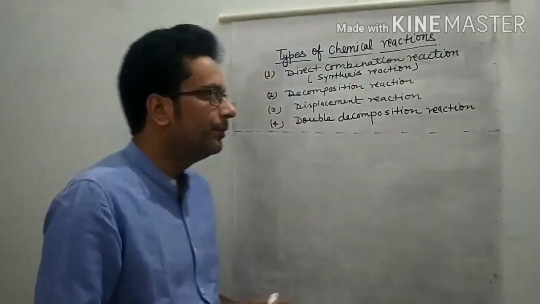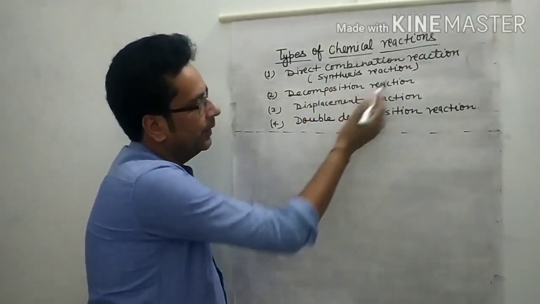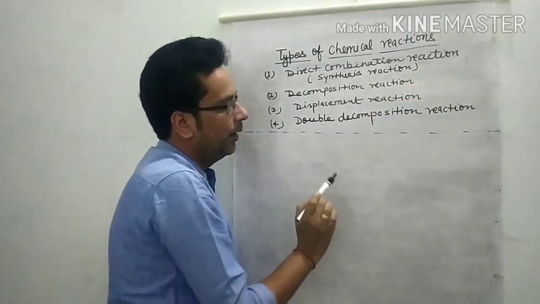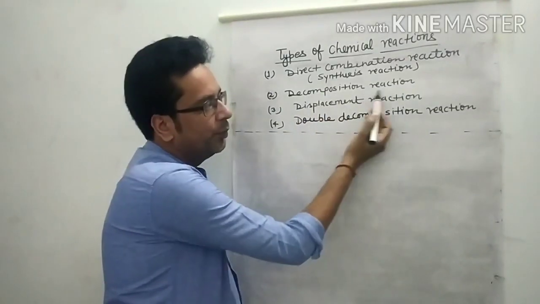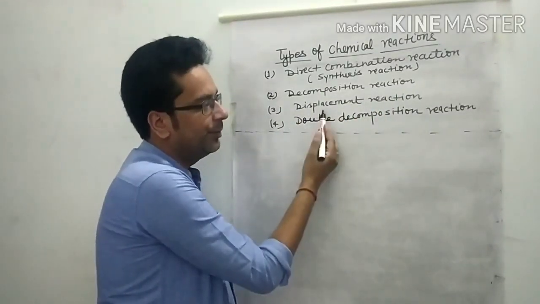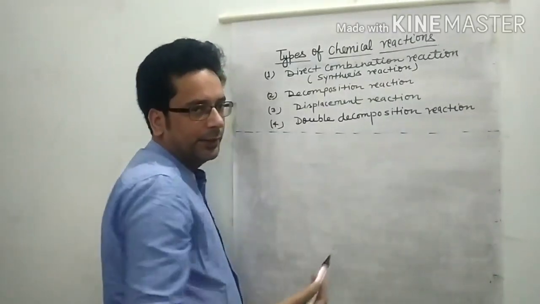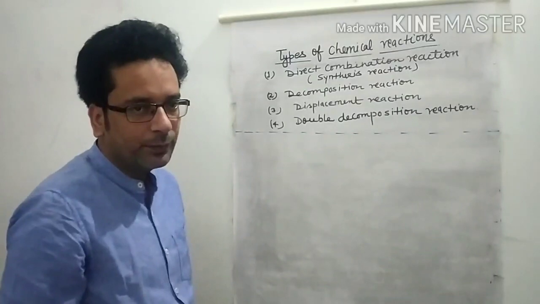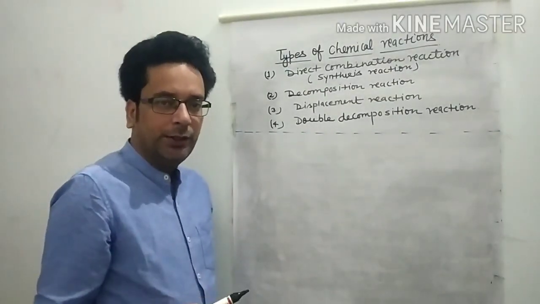Now look here. First one, direct combination reaction or synthesis reaction. Second one, decomposition reaction. Third one, displacement reaction. And fourth one, double decomposition reaction. So these are the 4 types of chemical reaction, in which the first one is direct combination reaction.